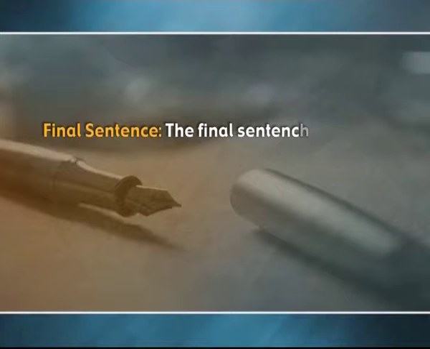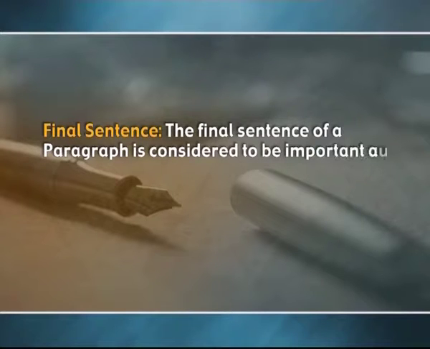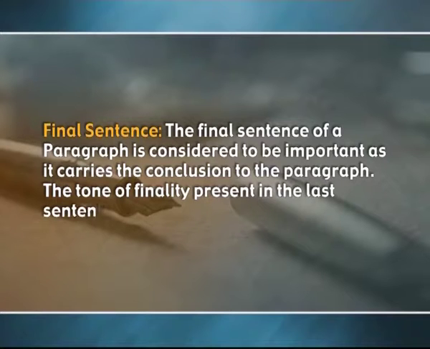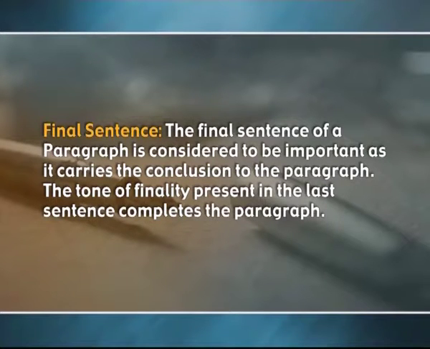Final sentence. The final sentence of a paragraph is considered to be important as it carries the conclusion to the paragraph. The tone of finality present in the last sentence completes the paragraph. To understand the importance of the first sentence, supporting sentence and last sentence, we are providing this example of a passage. We hope that this will make things clearer.